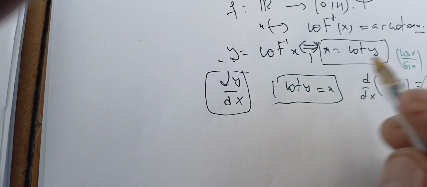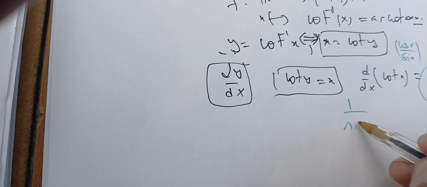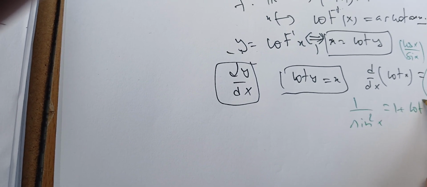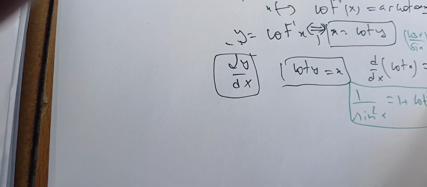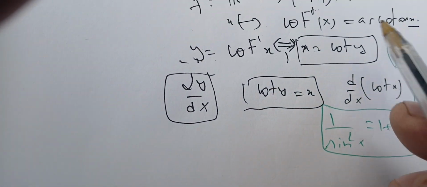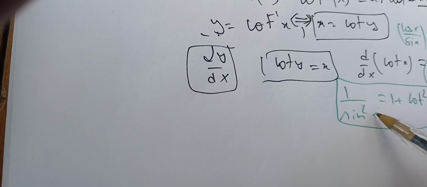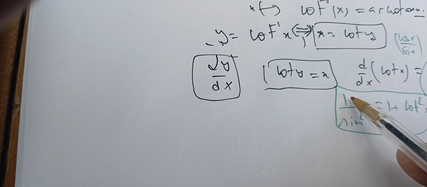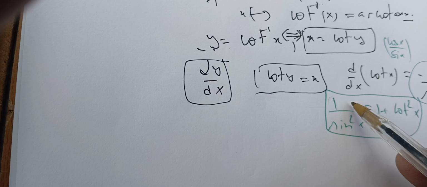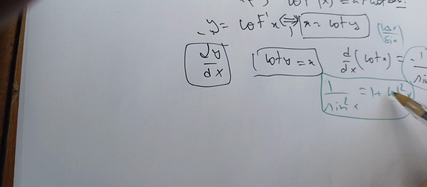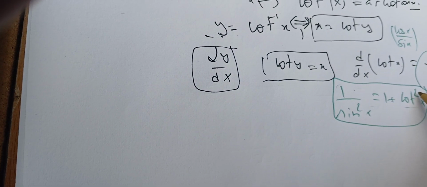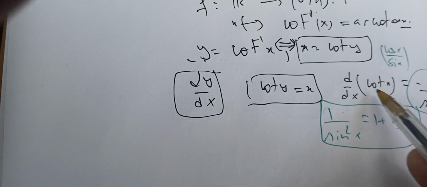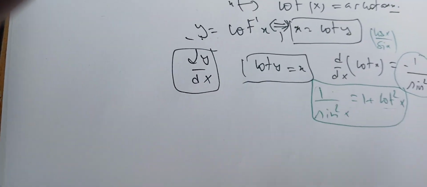Okay, the other thing is that 1 over sine squared of x is equal to 1 plus cotangent squared of x. Okay, this is a second result that we need. To prove this result, we can write this one here on top as sine squared of x plus cosine squared of x, and when we divide, we get 1 plus cosine squared over sine squared, which is the cotangent squared. Okay, so given this result, now let's differentiate this one here.